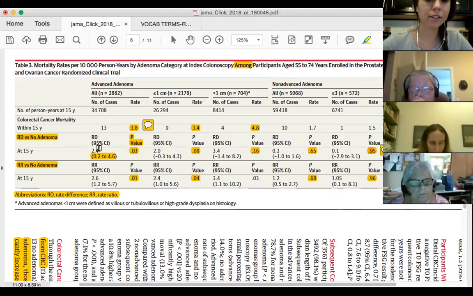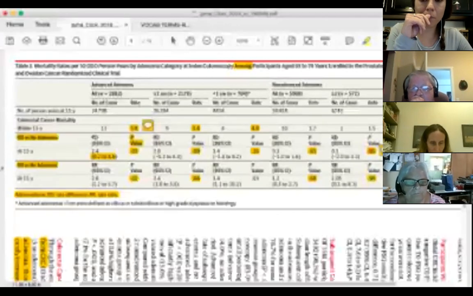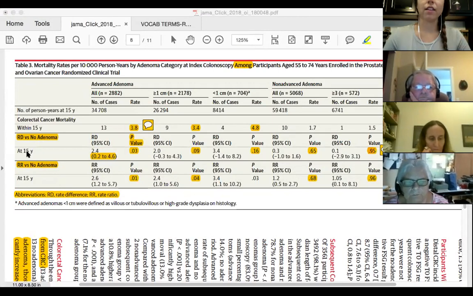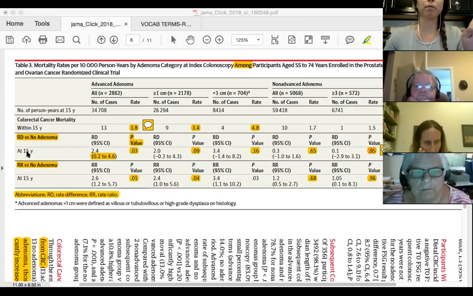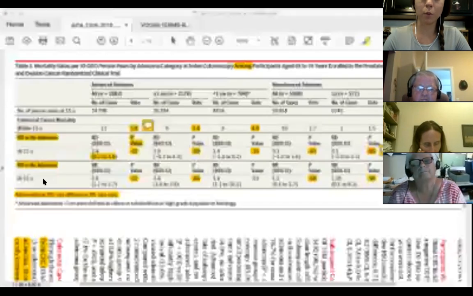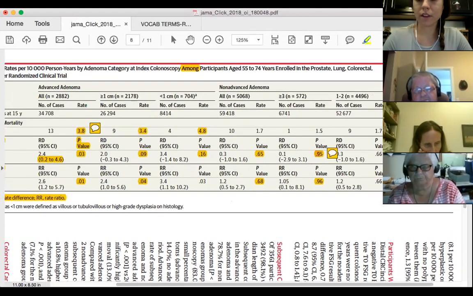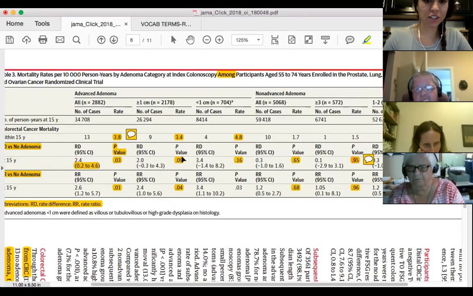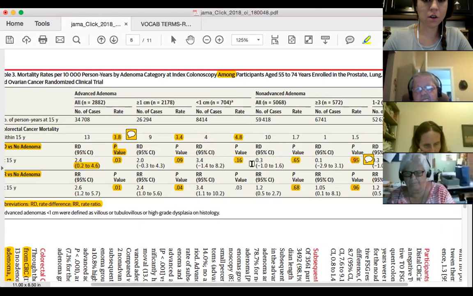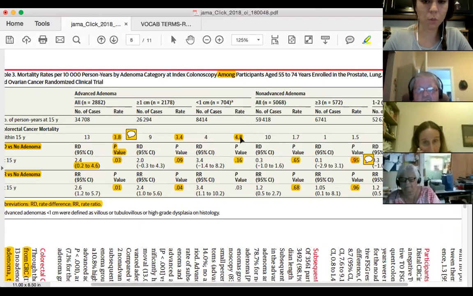That means this difference is statistically significant, which, if we go back to our PowerPoint and our vocab slides, means that there is a 95% chance that these findings will be replicated. Out of 100 times, 95 times these findings will be replicated, and there will be that difference. So you can see the takeaway is that the difference between advanced adenoma and no adenoma, for each size, the p-value is less than 0.05, except for this one, which we would have to do more digging to understand why this one wasn't significant.